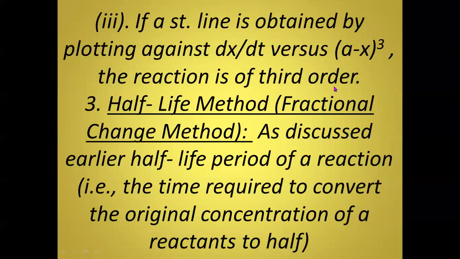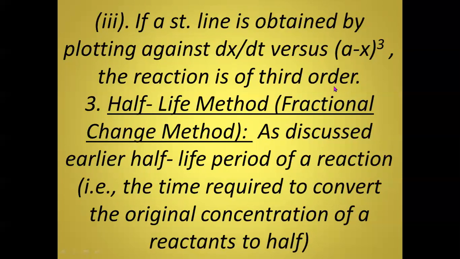Or the graph can also be drawn like this. In the first case, the first order reaction will give you a straight line when the logarithm of the concentration term, log a minus x, is plotted versus t. It means on the y-axis we will take log a minus x, and on the x-axis we will take t. On y, the concentration term, and on x, time. It will give you first order reaction if we get a straight line.